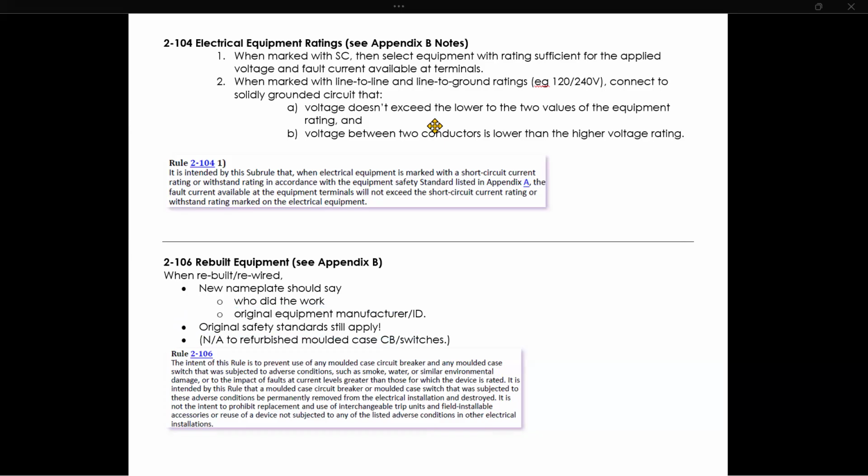And I pulled out the Appendix B resource for you so that you don't have to go digging for it. It says that the intent of this rule is to prevent the use of any molded case circuit breaker and any molded case switch that was subjected to adverse conditions such as smoke or water, for example, which is going to give a current level greater than what it was rated at. That means that you cannot use it anymore.